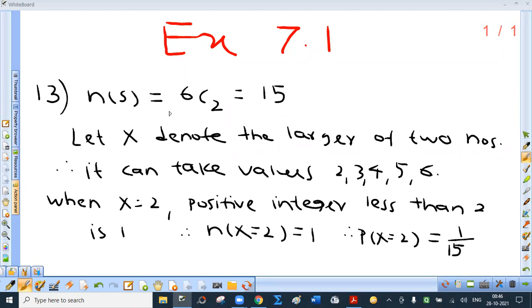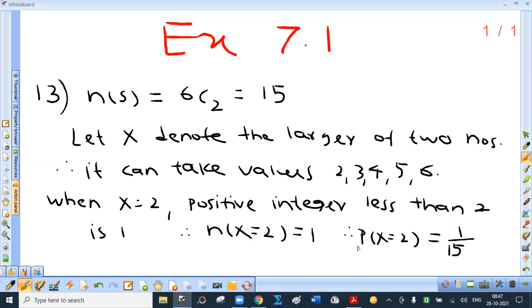So X can take which values? Will you say 1 also? No, because X denotes the larger of two numbers, right? So X can assume values 2, 3, 4, 5 or 6. Now when X is 2, the only positive integer less than 2 is 1. So in that case, n(X = 2) is 1.